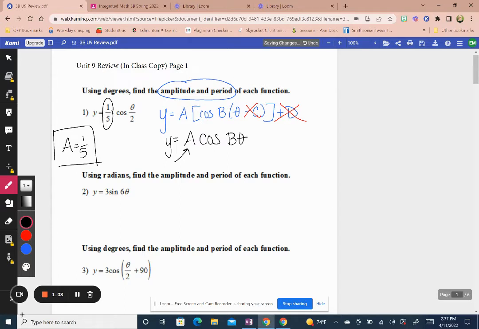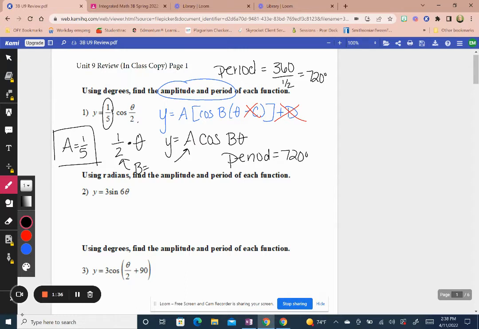This one's a little bit trickier. So now we have to remember this is being multiplied over here, right? So this is the same as saying 1/2 times theta, okay? 1/2 is our b. That's not our answer though. In order to find our period for degrees, period is equal to 360 divided by 1/2. 360 divided by 1/2 is going to give us 720 degrees. So period equals 720 degrees. And that is your final answer.